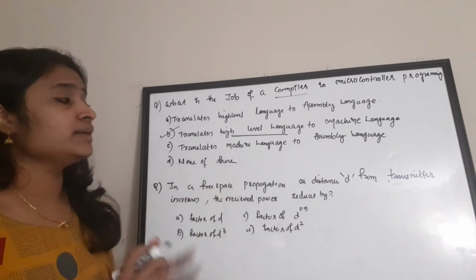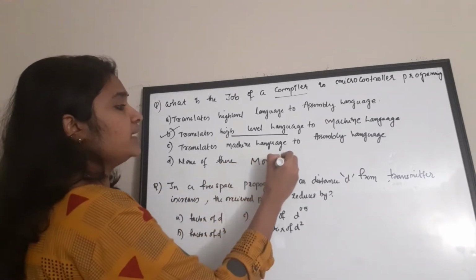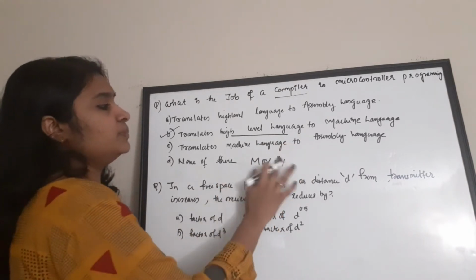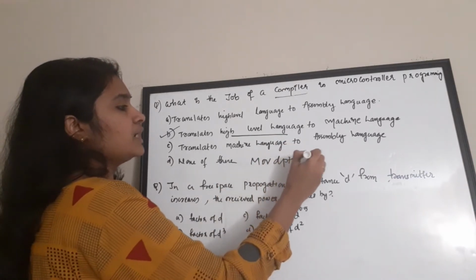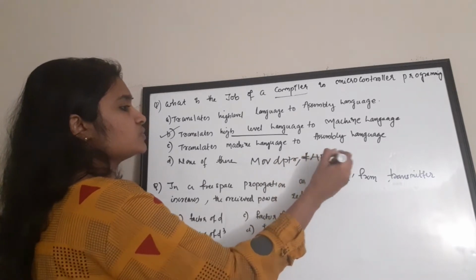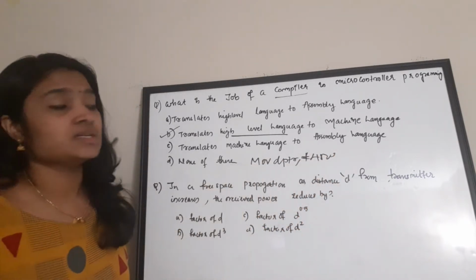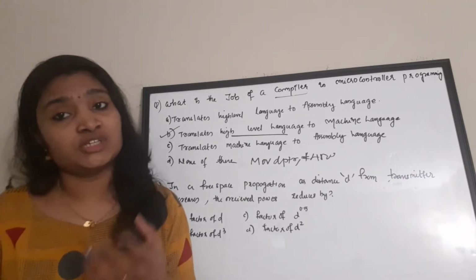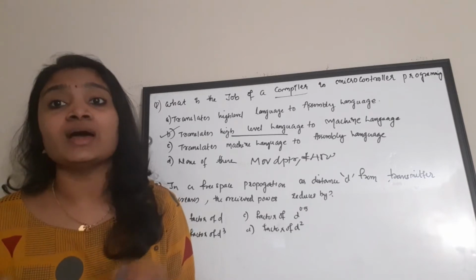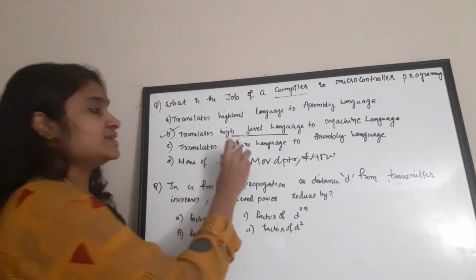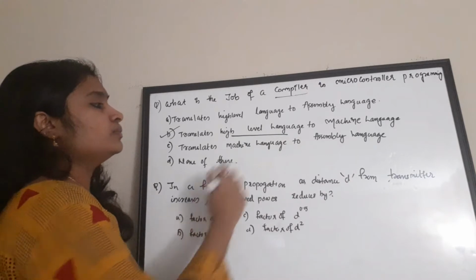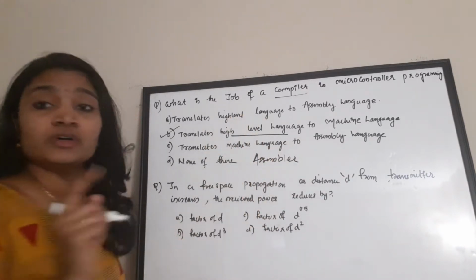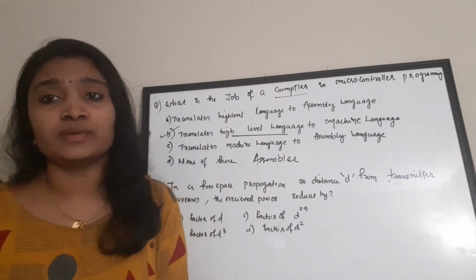Okay, so we'll be writing, for example, move a comma b, or move dptr comma hash 4500. So these are all assembly languages, and these assembly languages need to be also converted to machine language. So this is achieved with the help of an assembler. Okay, so an assembler is a software tool which is used for converting an assembly language to a machine language.